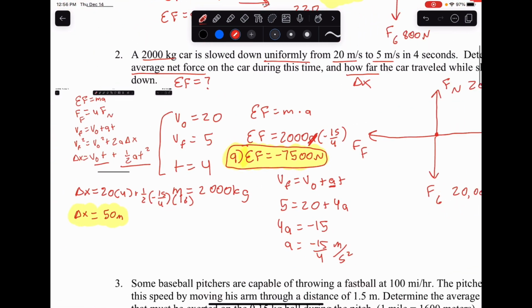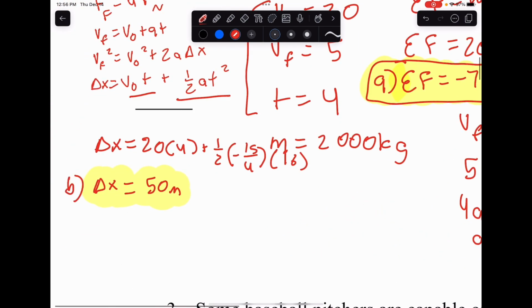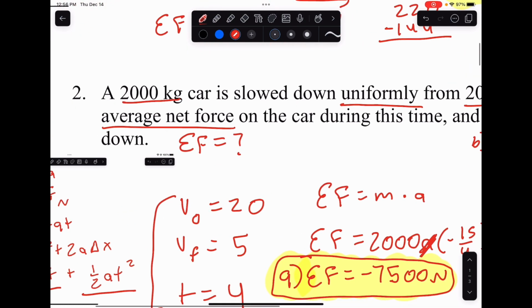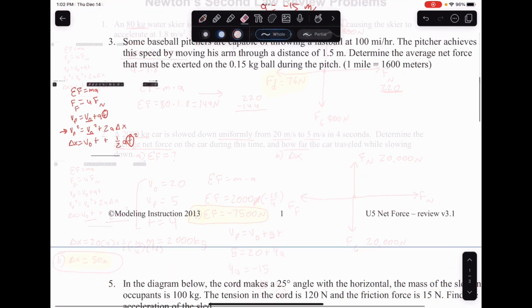And just to make it a little bit more clear, A and B. All right, little break.